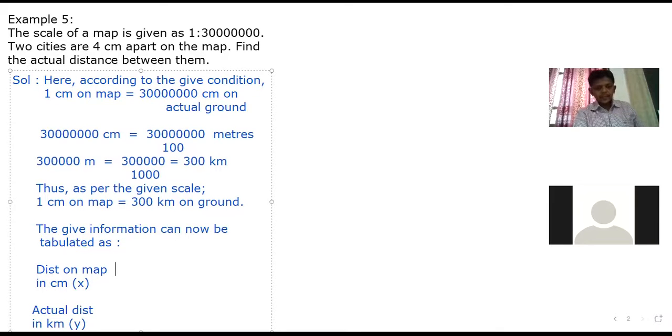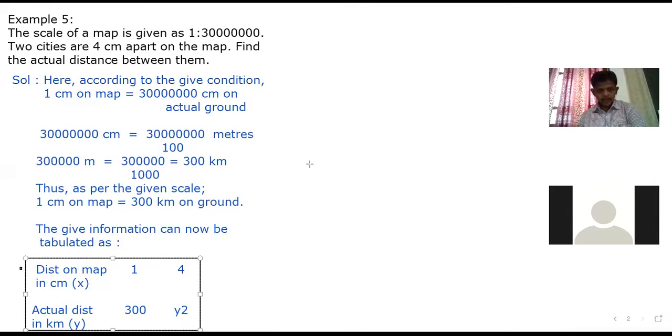So how much is the distance on the map? 1 centimeter. Actual distance, 300 kilometers. What is the second condition given to us? 4 centimeters. So we have to find the distance in kilometers. So that should be what? Actual distance, y2. That should be y2. Yes or no? Yes, sir. Prepare the table.